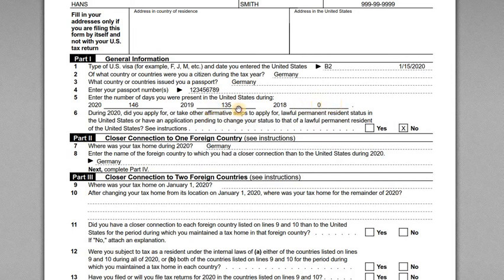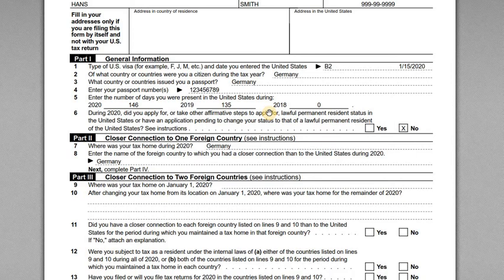before. In 2019, he was in for 135 days, and in 2020, he was in for 146 days. Now, during 2020, did you apply for or take other affirmative action to be a lawful resident? So this is a green card, right? If you're applying for a green card, you can't use this closer connection test because you've already tripped over the rule in a sense, and that you're trying to make the United States your permanent home.